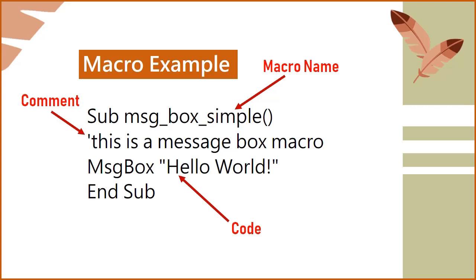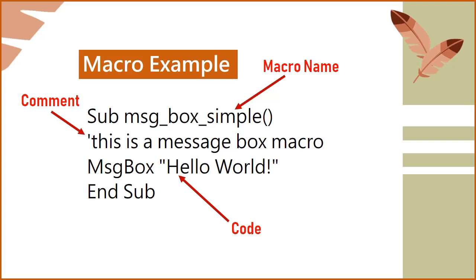Sub and End Sub are keywords used to define the start and end of a macro, and there must be a pair of parentheses after each Sub. In VBA, macro names must start with a letter and can contain letters, numbers, and underscores. Spaces cannot be used in macro names, and you can use underscores to separate words.